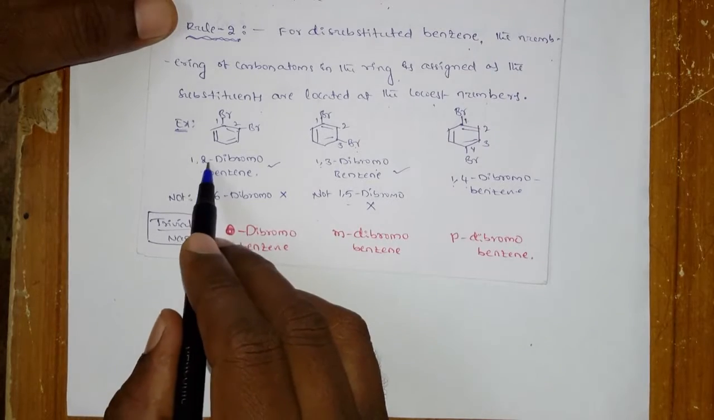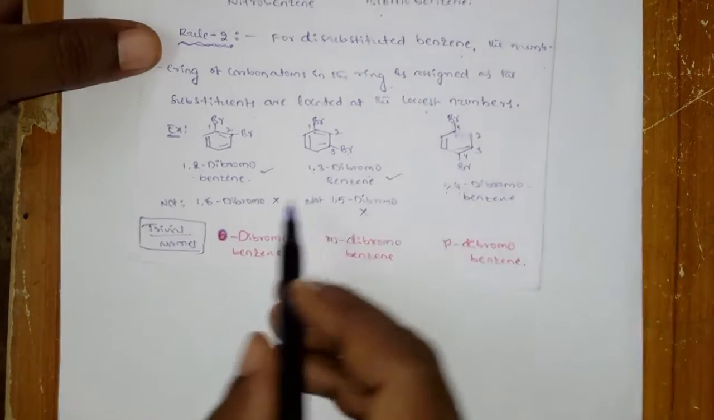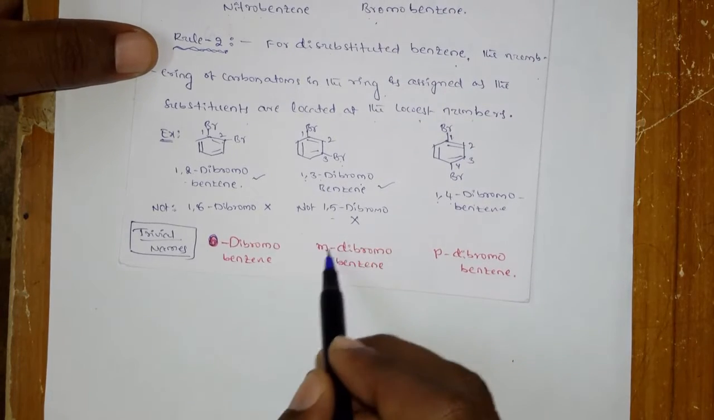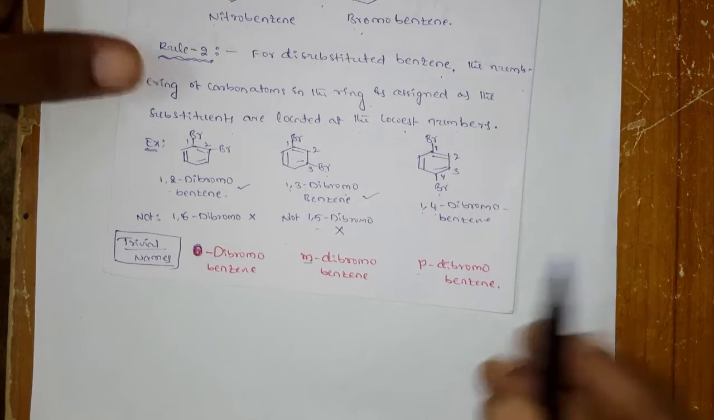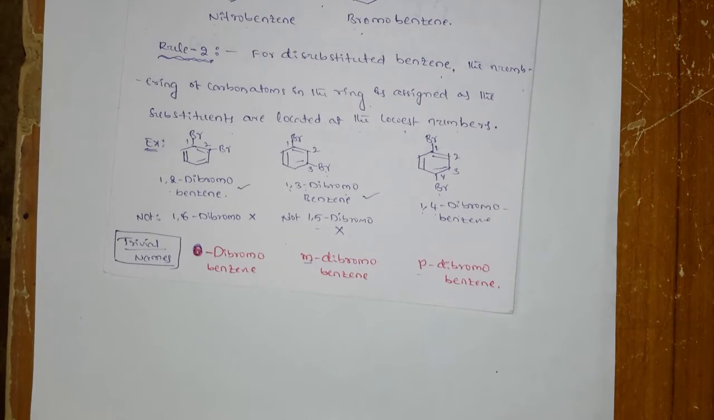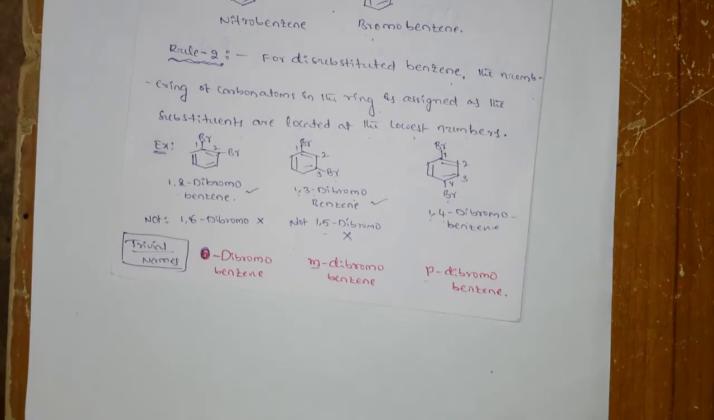Okay, the 1-2 position generally they call ortho, small o, and the 1-3 position they call meta, m, and the 1-4 position they call para dibromobenzene. That means you have to understand, para means those are in the 1-4 position, meta means those are in the 1-3 position, ortho, small o, means those are in the 1-2 position.